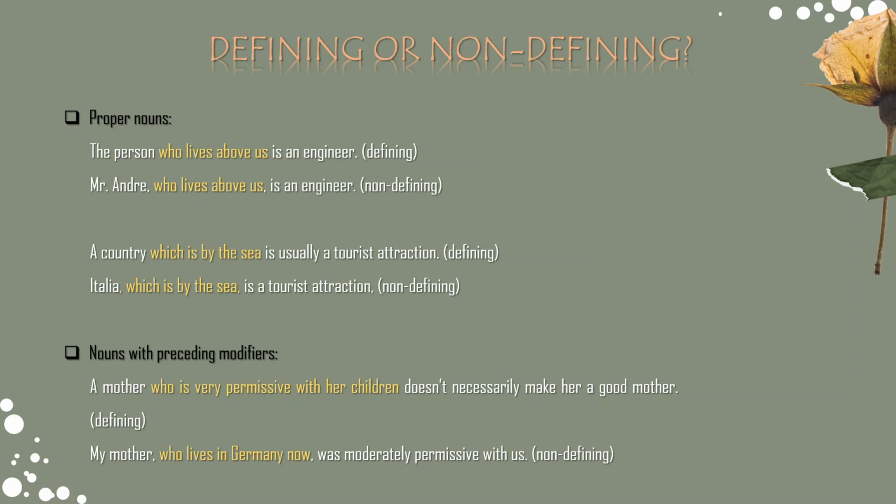Next, nouns with preceding modifiers. For example, a mother who is very permissive with her children doesn't necessarily make her a good mother, is a defining. Next, my mother, who lives in Germany now, was moderately permissive with us, non-defining.